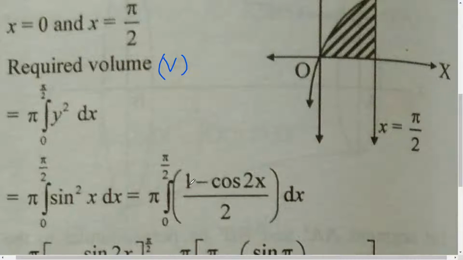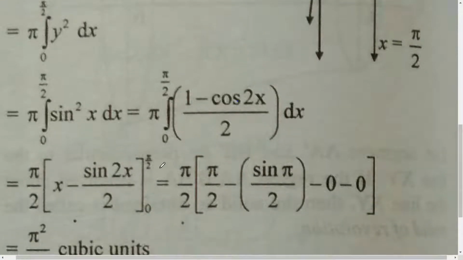Now integrating each term separately and applying the limit properly. This one is pi and this is upon 2, so taking 1 upon 2 out of the integral because it is a constant. So it is equal to pi upon 2 into the integral of 1, that is x, minus the integral of cos 2x, which is sin 2x upon 2. The limit will be the same, 0 to pi upon 2.